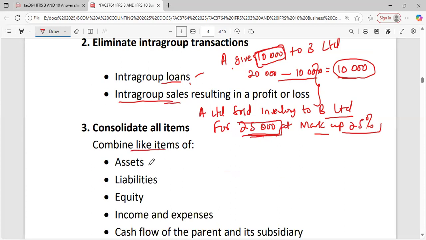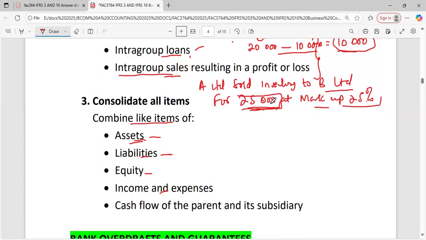is to combine assets. Already here, you have already eliminated the loans. On assets, you have already eliminated any intra-group transaction such as an intra-group sale of the assets. So the next thing that you do is to combine the assets, liability, equity, income, and cash flow of the parent and its subsidiary, which means it's just A plus B. You just come and say asset of A plus asset of B. That's what goes to your consolidation.